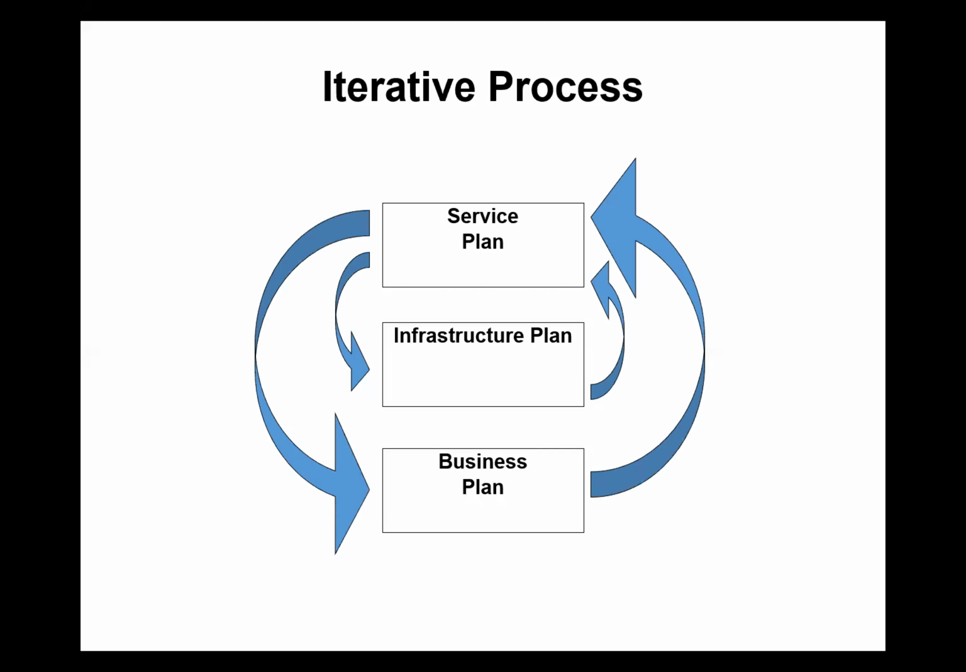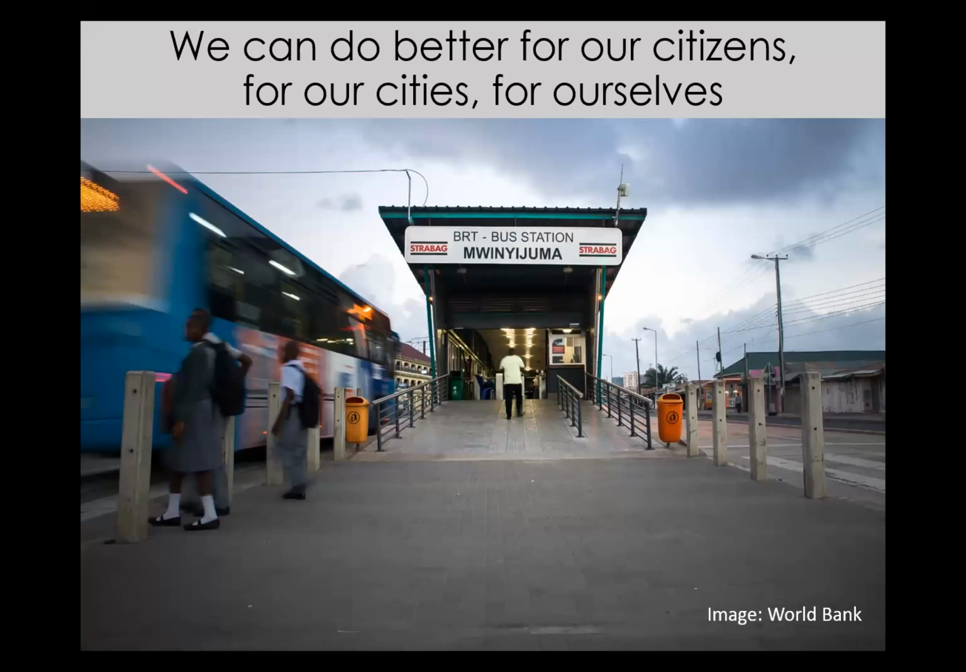Same with the business plan. It may be that the service plan wants to have, you know, 300 buses per hour. That's a lot. But the business plan is like, we can't afford to do that. So we have to adjust. So they need to be speaking to each other, and they all need to come together so that we create these really high quality systems that bring people to transit, really use our road space efficiently, and create better places for our citizens, for our cities, and for ourselves.